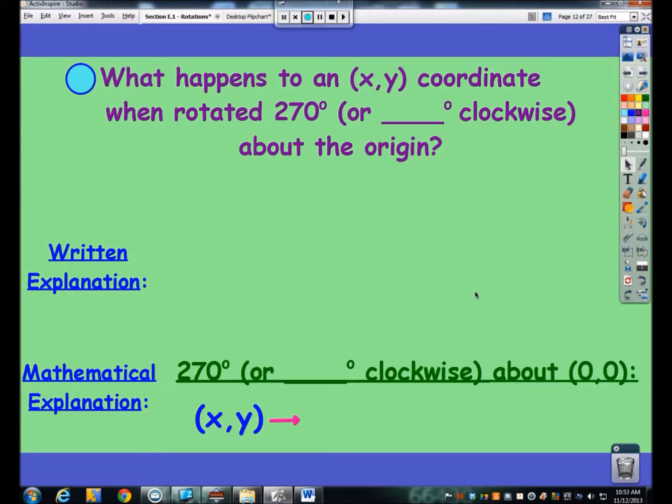Now let's talk about a 270 degree counterclockwise rotation, which would have to be a 90 degrees clockwise rotation. So let's take a look at that.